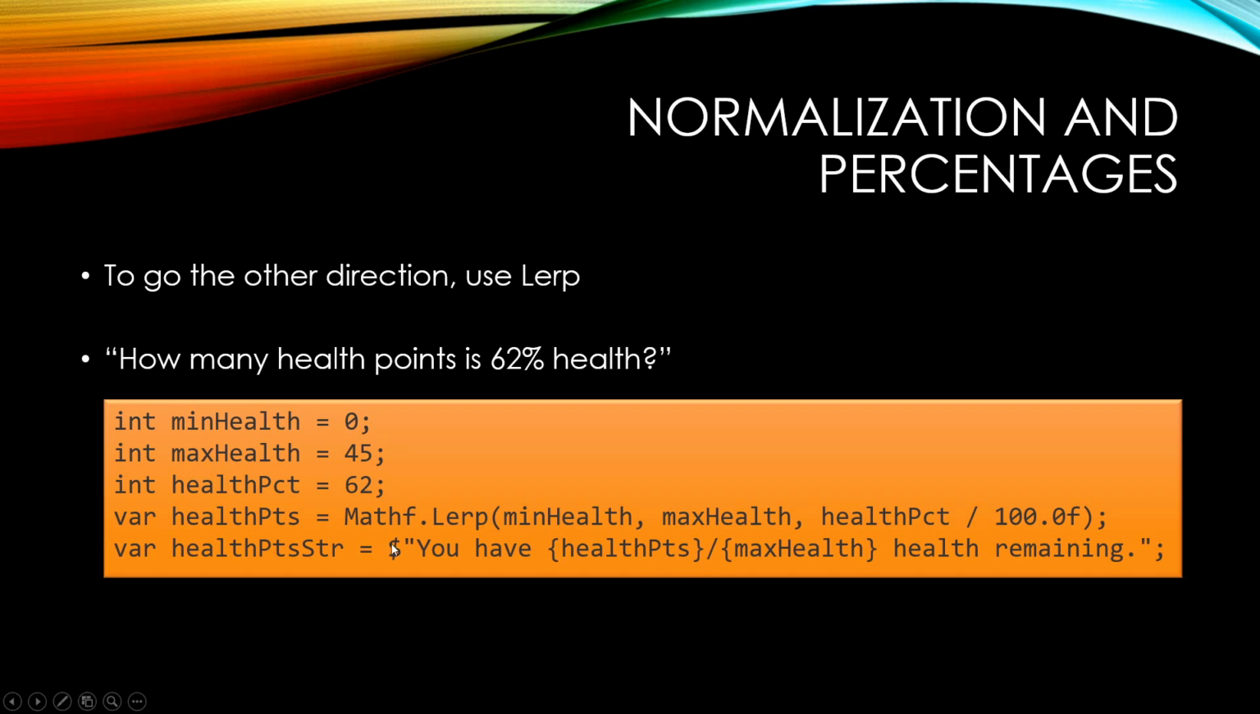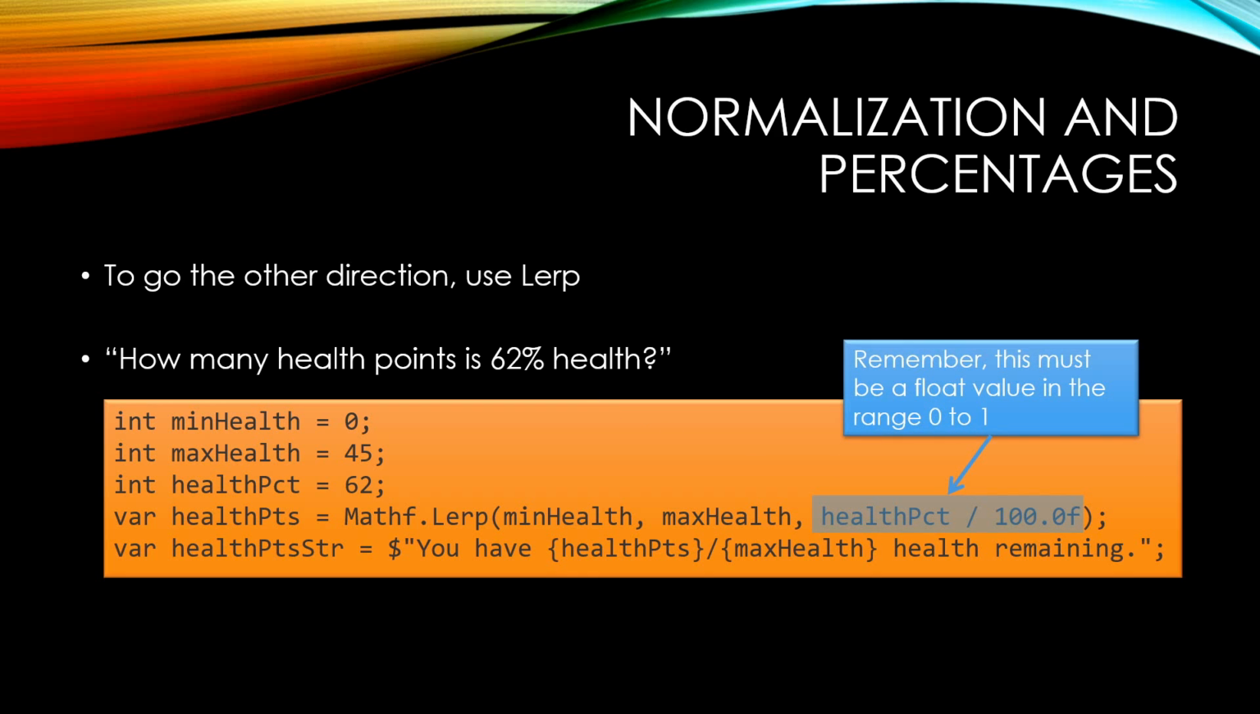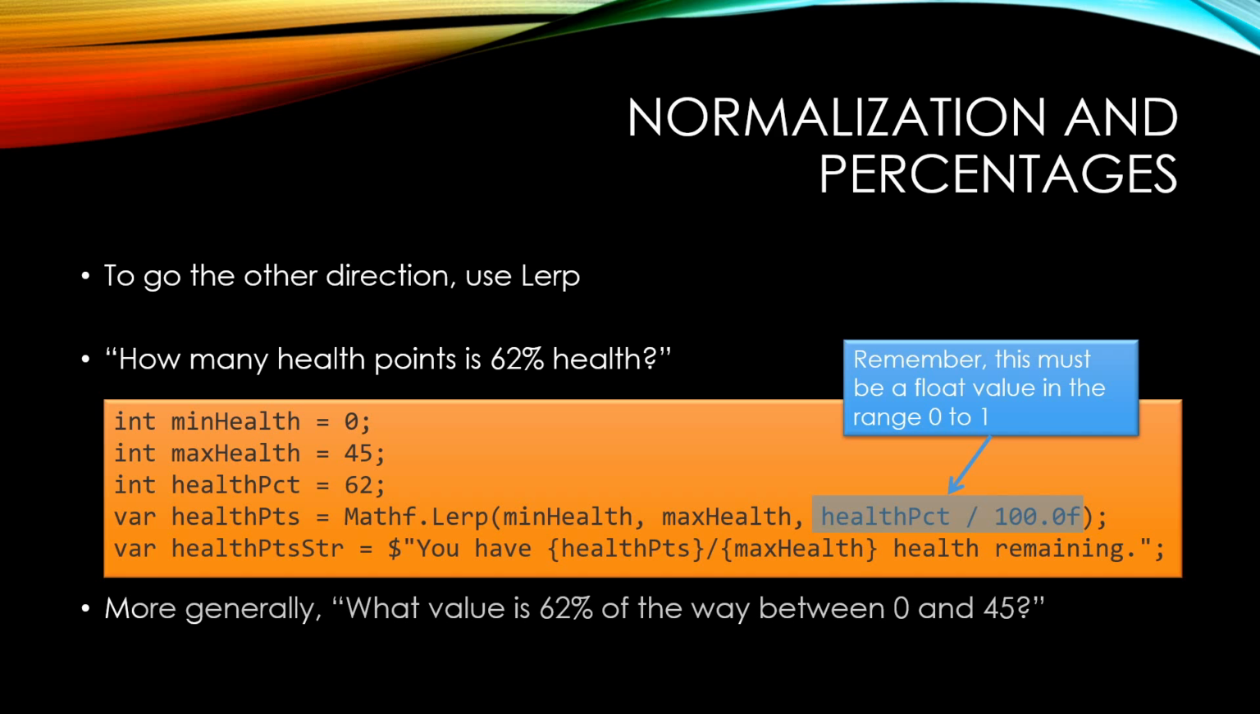And so we have our min health, our max health, and just remember that this value has to be between 0 and 1. So we're going to divide 62 by 100, and we'll get 0.62. And then we construct a simple string that tells you that you have whatever this value is, the answer to this question, that's how many health points you have remaining. So you can think of this as what value is 62% of the way between 0 and 45.